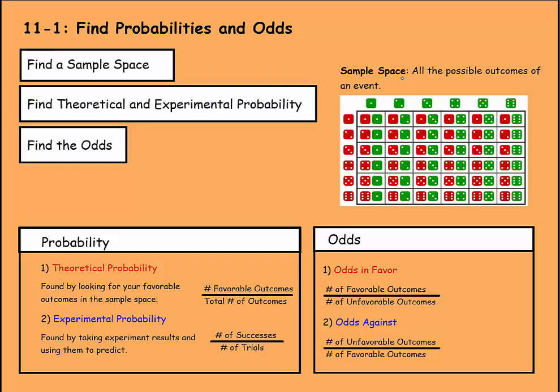A sample space is all the possible outcomes of an event. So for example, if my event was rolling two six-sided dice, a green die and a red die, the sample space would be all of these possible outcomes, which could be a 1 for a green and 1 for a red, a 3 for a green and 4 for a red, and so on and so on. In this sample space, there are a total of 6 rows and 6 columns, making 36 total outcomes in the sample space. So that's all that is. You have to just write out all the outcomes.